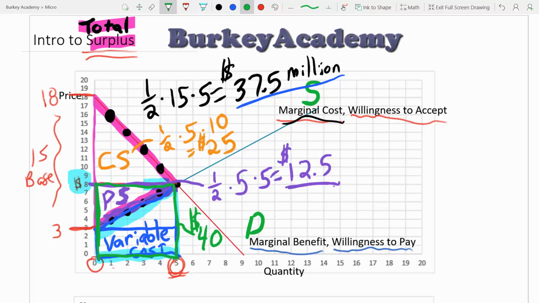Now in the next video, we'll come back and we'll analyze what happens if for some reason we can't create this $37.5 million in total surplus. What if something prevents us from creating that much in total surplus? That's when we get into the idea of deadweight loss.